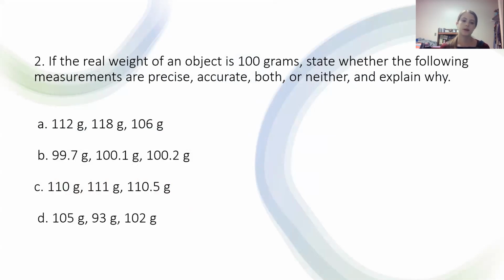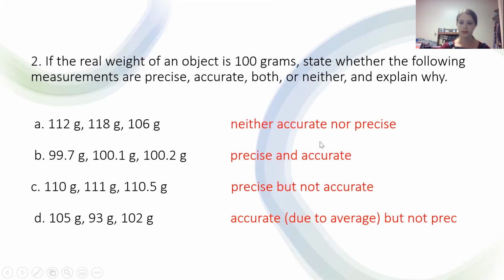Now C, we have 110 grams, 111 grams, and 110.5 grams. These are all really close together, so they're precise, but they are not within 1 gram of 100, so they are not accurate. And then this one is a little interesting. It is accurate because 105 grams, 92 grams, and 102 grams, their average is about 100 grams, but they're not precise because they aren't close together. They aren't within 1% of each other. So there we can see the answers.